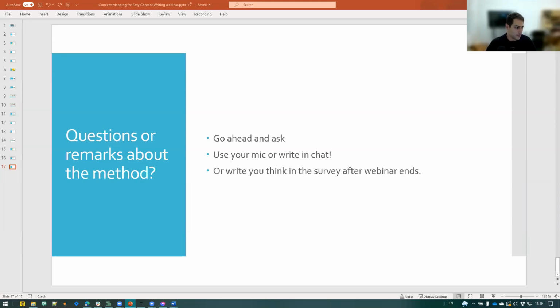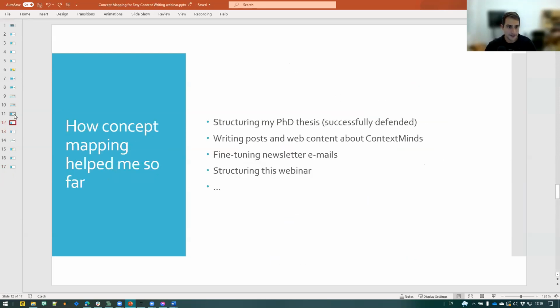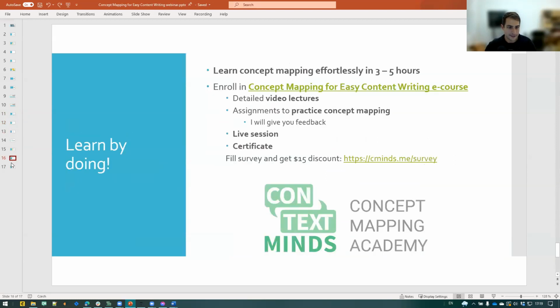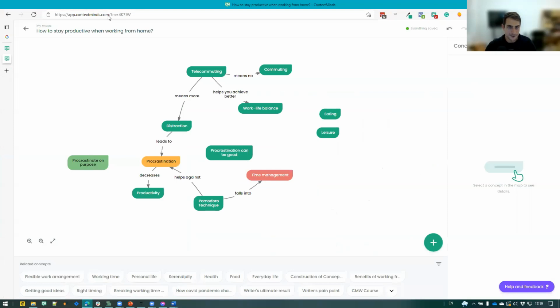I see a question about the software. So if you mean the one that I used here, it's a web app. Or maybe I'll show it here. So it works from a browser. It works quite well even on mobile phones, although it's not a mobile app yet. But you can use it. You can use it on Android also.